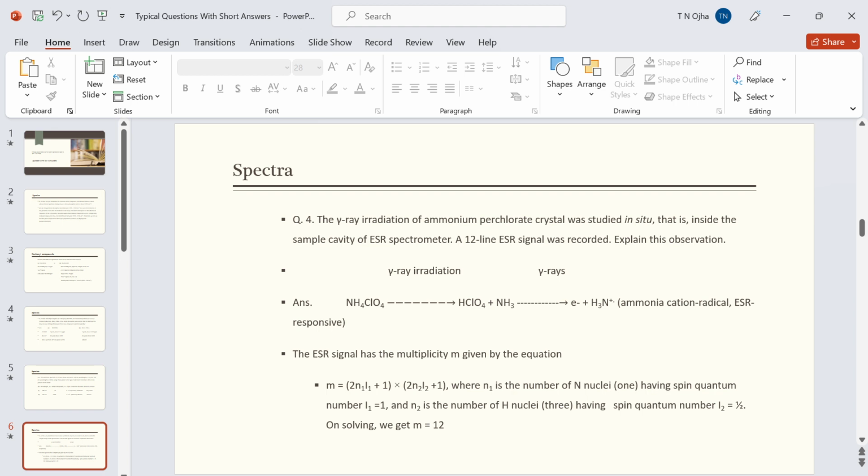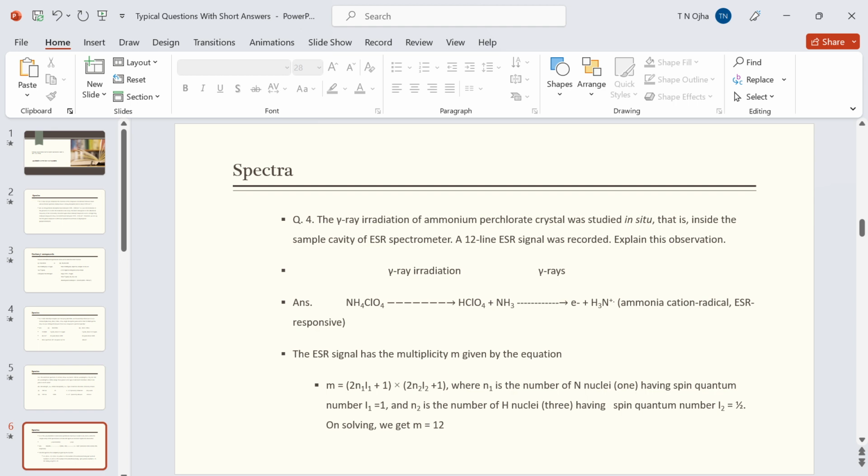Ammonium perchlorate upon irradiation with high energy radiation gets decomposed into two molecules, and further irradiation ionizes the ammonia molecule, giving the ammonia cation radical, which is ESR responsive because it contains an unpaired electron.